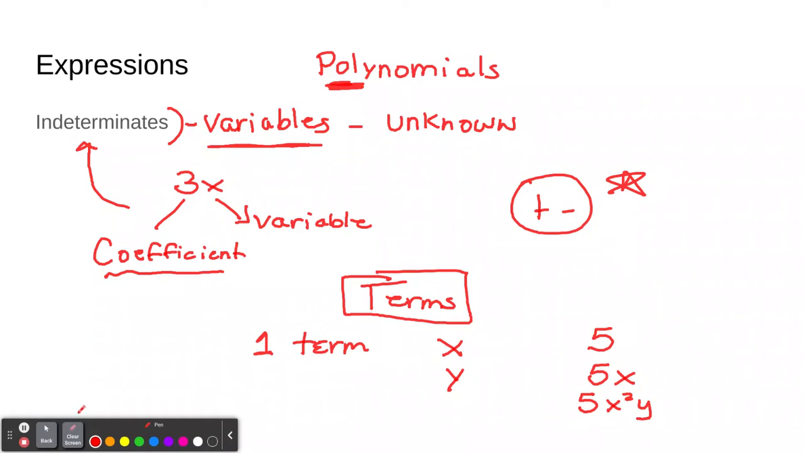So let's clear this out. Let's do this again. So again, one term is called a monomial, and mono means one. If I just had 5x, that's a monomial because it's one term. Do you see a plus or minus?